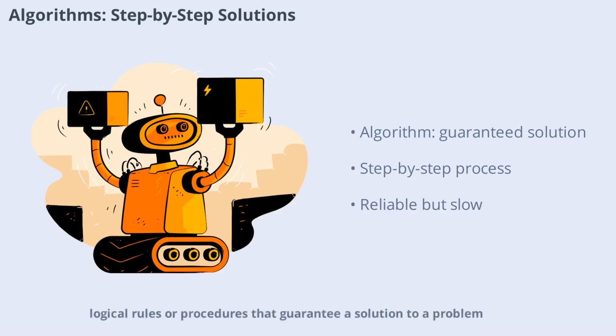Algorithms are methodical, logical rules or procedures that guarantee a solution to a problem. Think of them as step-by-step instructions, like trying every possible combination on a lock. While algorithms are reliable and always lead to the correct answer if followed correctly, they can be slow and require significant effort. In contrast, we often use faster, less reliable shortcuts called heuristics. Understanding the difference between these approaches is key to mastering problem solving.